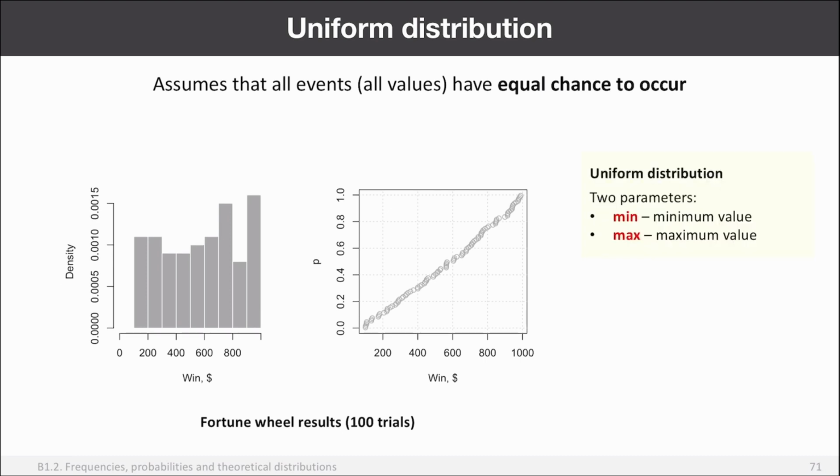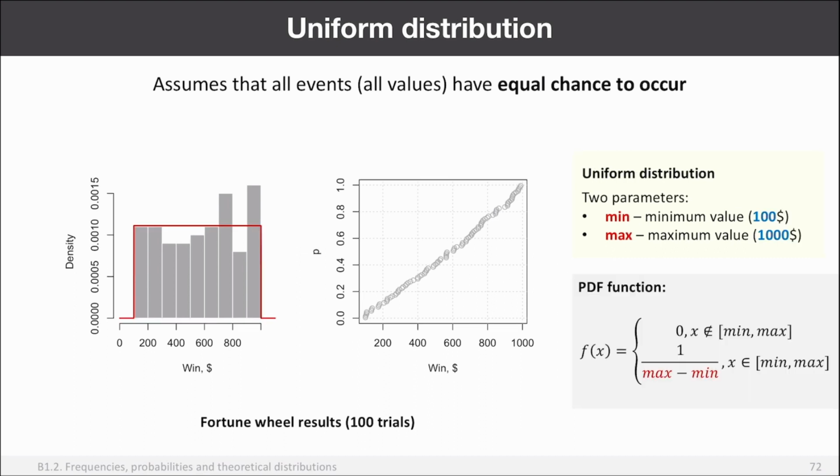Well, a theoretical uniform distribution has only two parameters. It's the smallest value and the largest value. So if you know the smallest and the largest value, in my case, it's $100 and $1,000. So this is the smallest win, and this is the largest win, the largest outcome. Then the density distribution function looks like this. If your value is outside, then it's 0. If your value is inside, then the density is simply 1 divided by max minus min.